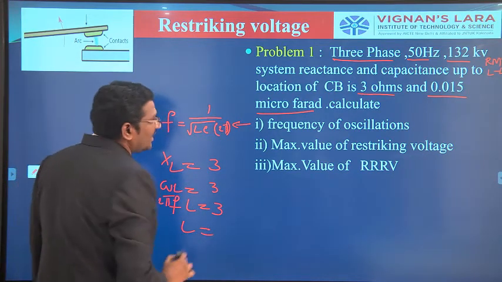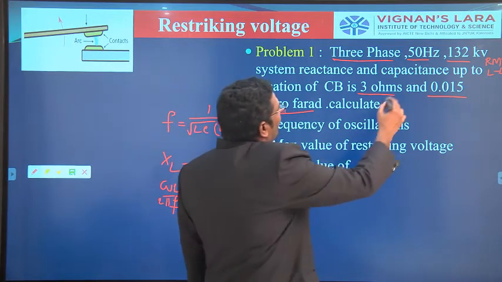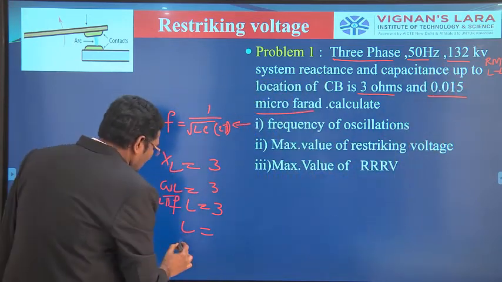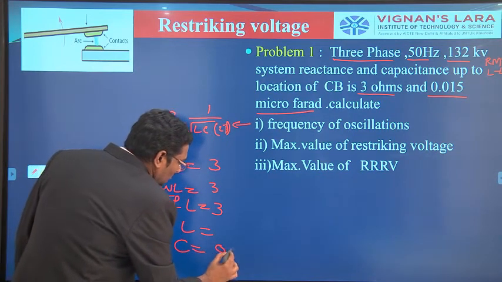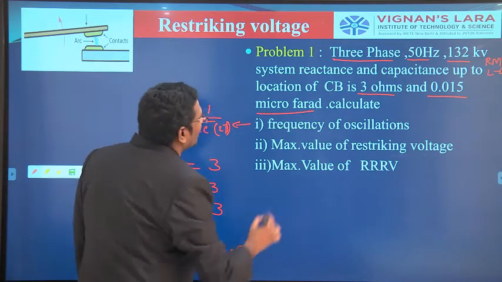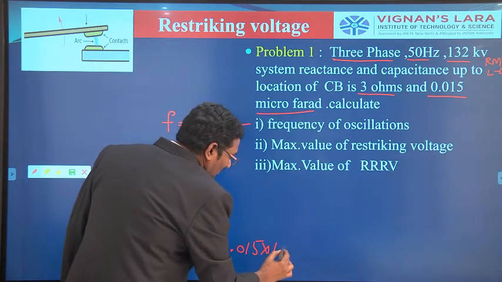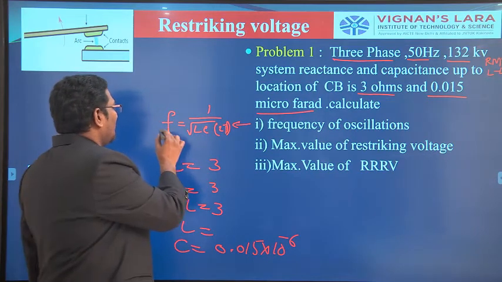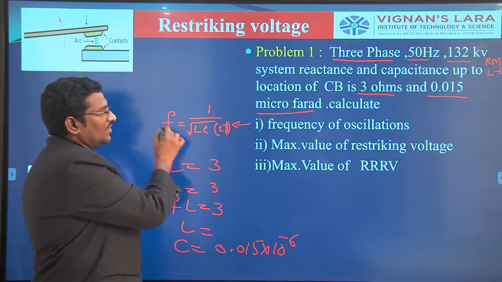Similarly, the capacitance is directly given. The capacitance C is equal to 0.015 microfarad. Microfarad means into 10 power minus 6. Therefore L and C values are known, so from that we are going to calculate the frequency. That is the first objective.